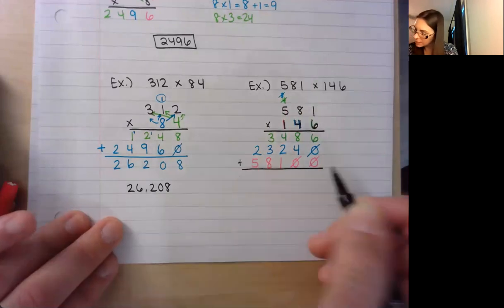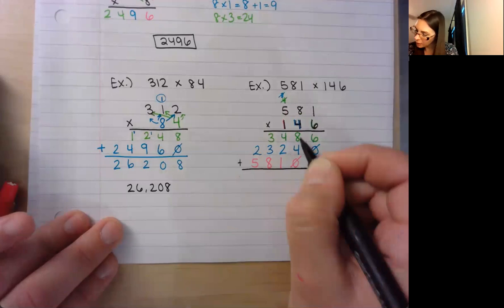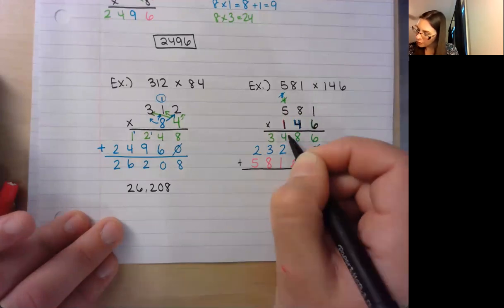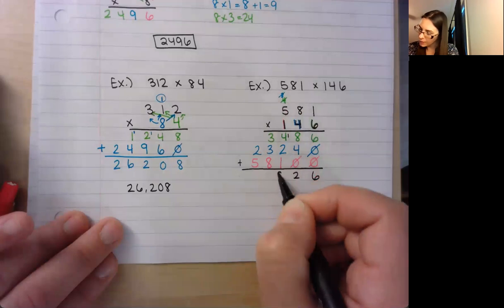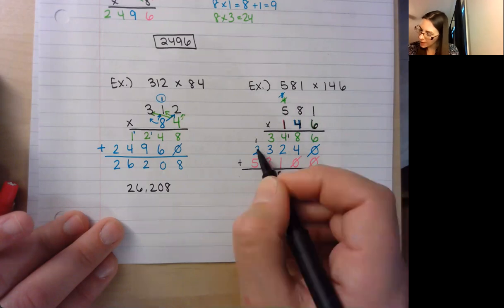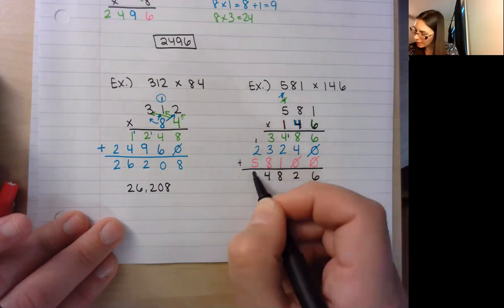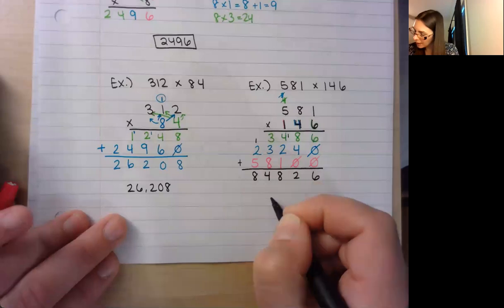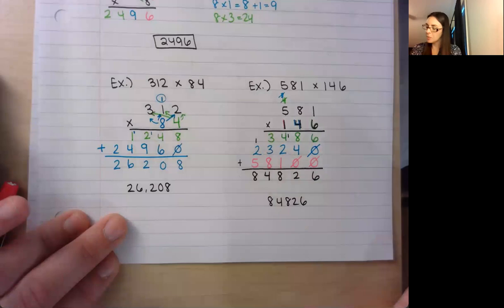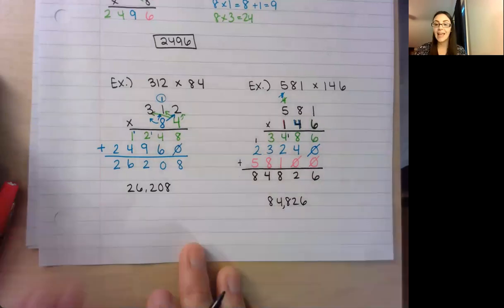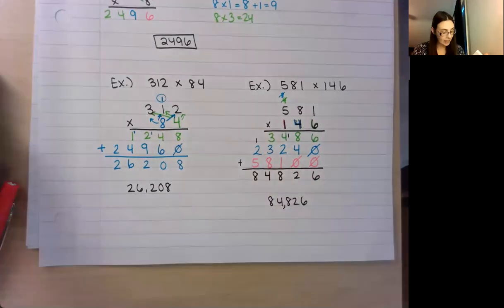So I have 6. Here I'm going to have 12, carry the 1. 1 and 4 is 5. 6, 7, 8. Here, 3 plus 3 is 6, plus 8 is going to be 14. And then 1 plus 2 is 3, plus 5 is 8. So I have the value 84826. And putting in my commas on the right, do 3 spots in, I see 84,826.